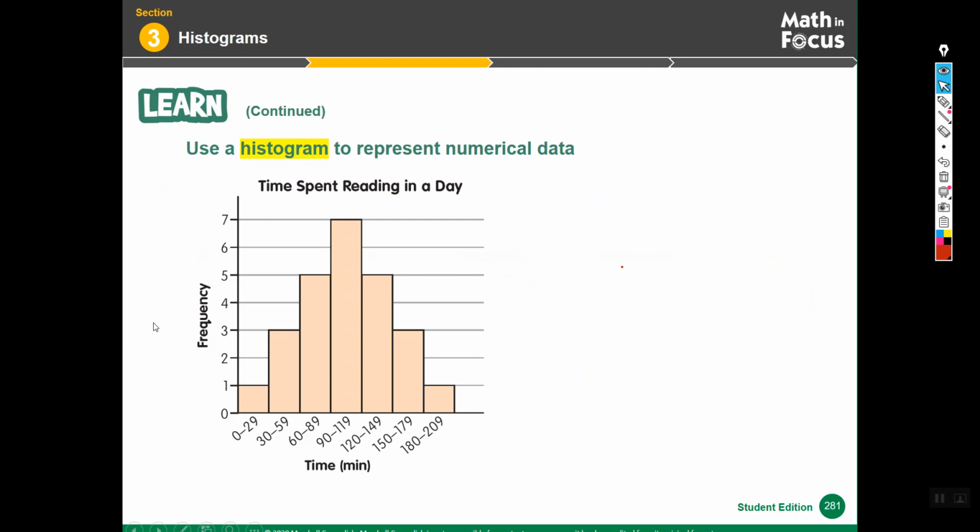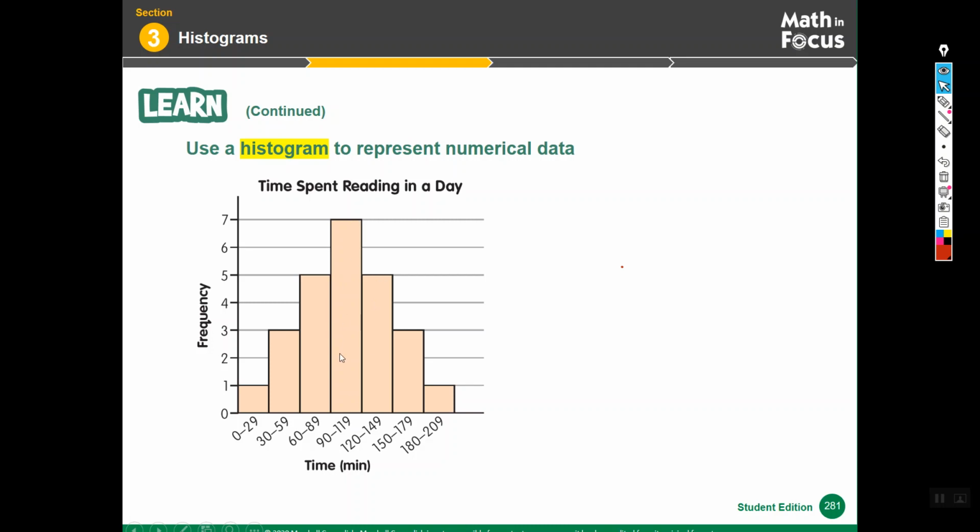Let's look at the histogram they created. Here are our interval sections right here. Each one represents 29 minutes, and this is how many students spent that much time. So here's one, there were three. This data is fairly symmetrical. In fact, it's exactly symmetrical. And the majority of the data is lying here. The majority of students read anywhere from 90 to 119 minutes in a day.